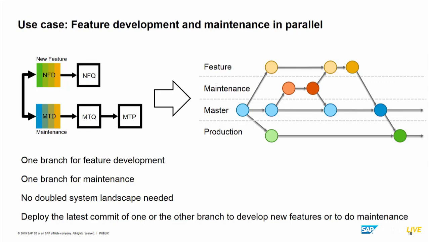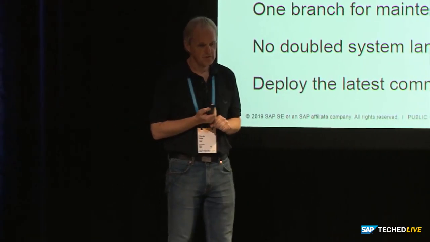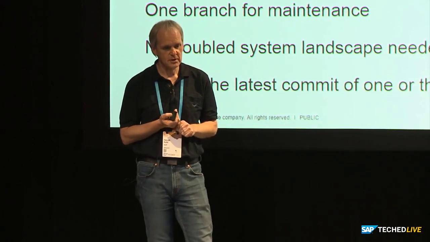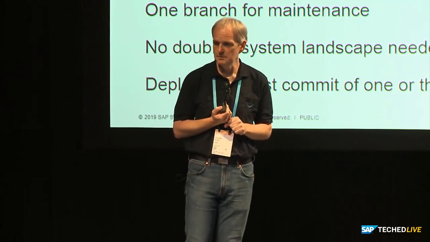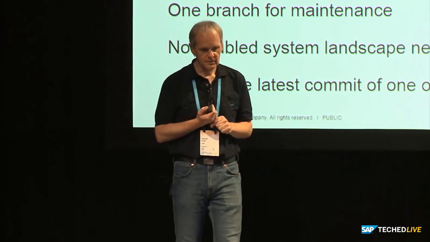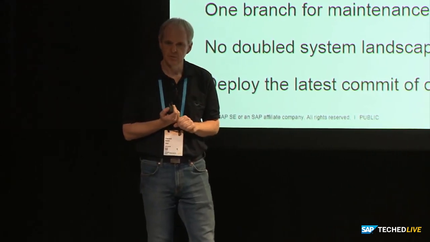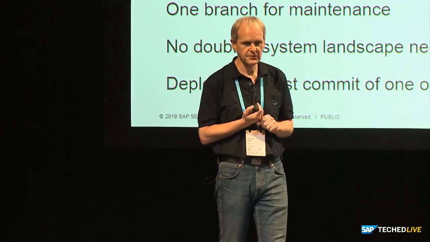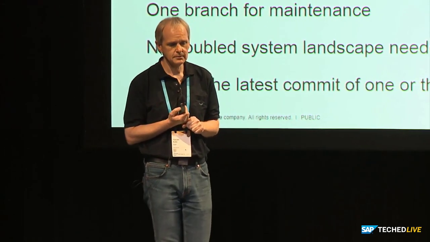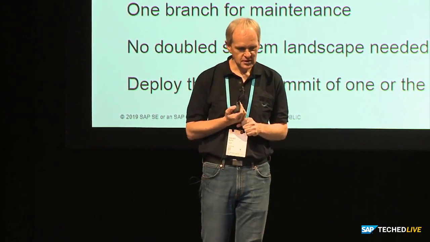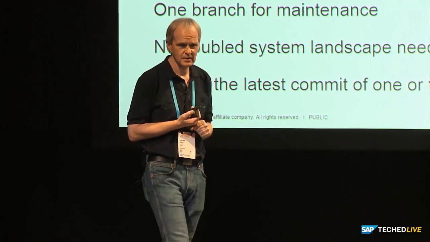Next use case is doing feature development and maintenance in parallel. What you typically have, if you have a productive system, is MTD as a development system, MTQ as a quality system, and then MTP as a productive landscape where you run your business. Up to now, if you want to do a feature development, you have to set up new systems like NFD, NFQ, and do the feature development there. After this is successful, then comes the hard work: how to bring the features into the other system landscape. This can be hard with adjustments.